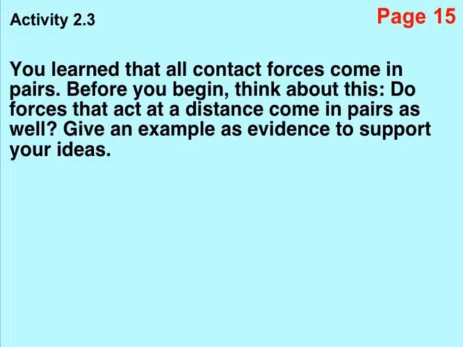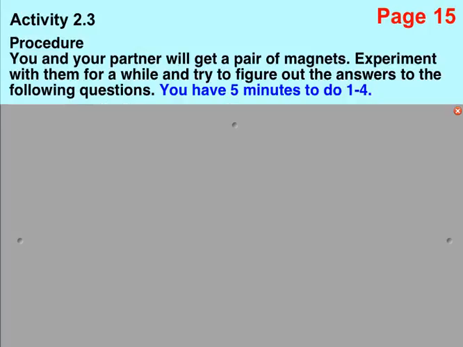All right, so now you have that done. If you look at the bottom of the page, it says your teacher will give you and your partner a pair of magnets. Experiment with them for a while and try to figure out the answers to the following questions. Now, unfortunately, you're not here, so you don't have a pair of magnets. So do you have any magnets at home? If so, try and complete this assignment. If not, you can get online, you can Google magnets, and you can see what magnets do, and then answer questions 1 through 4. Go ahead, pause the video and complete questions 1 through 4.